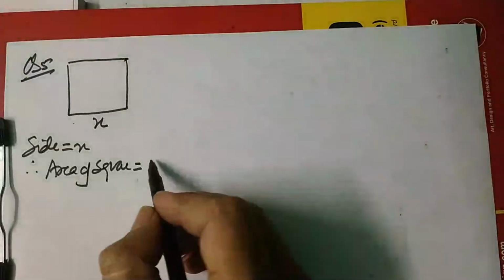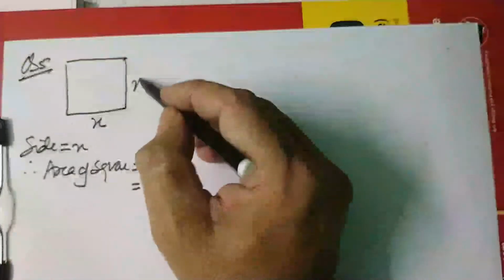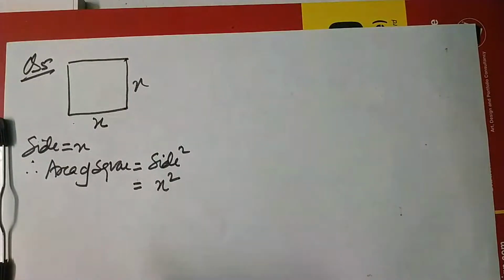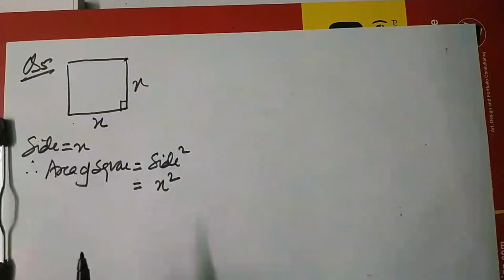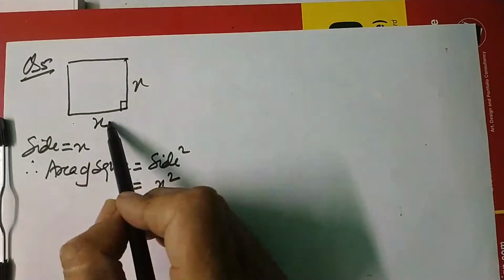Area of a square will be side squared. So what is the area of this square whose side is x? x squared. Okay, now the fifth question says, if you double the side of a square, now do double of this.